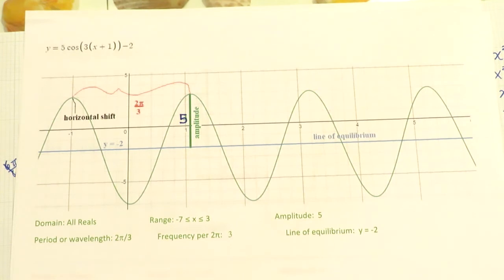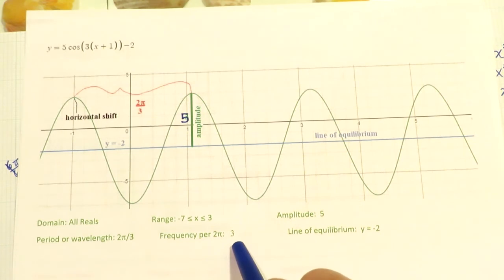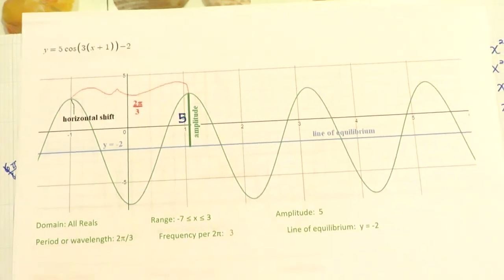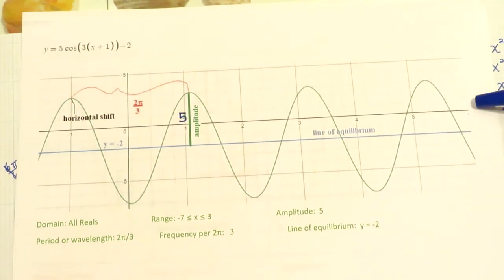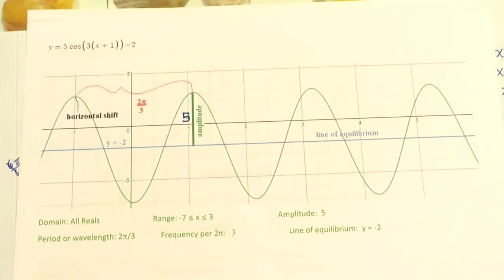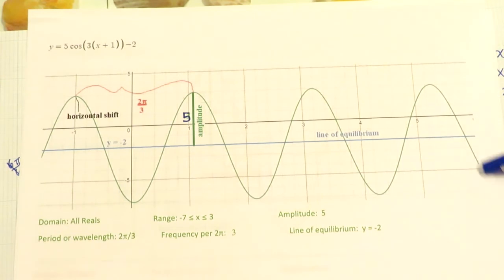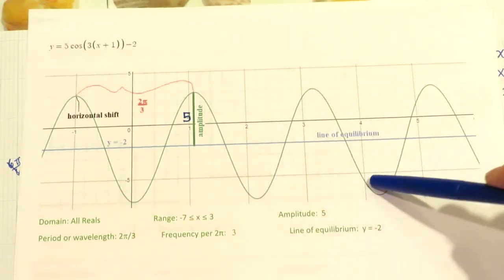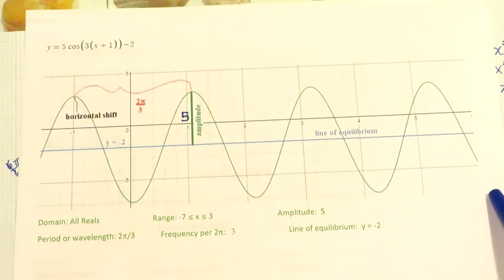And the 3 is telling me the frequency per 2 pi. I'm getting 3 waves per 2 pi. So if here's 0 and 2 pi is about here, where the graph's getting cut off, let's count waves. 1, 2, and I don't have the complete wave, but if I went all the way to 2 pi, I would have my complete third wave. So you could see I'm getting 1, 2, 3 waves as I go from 0 to 2 pi.